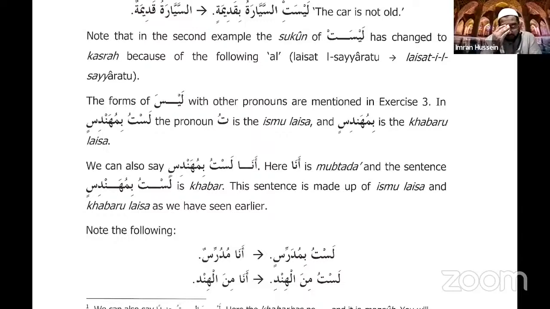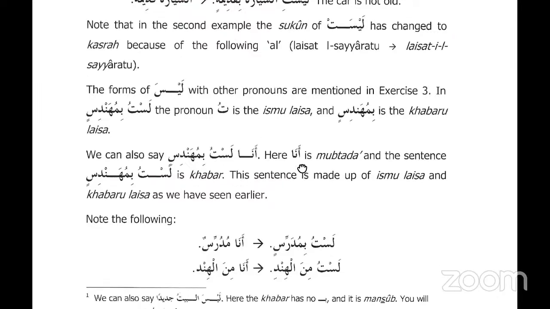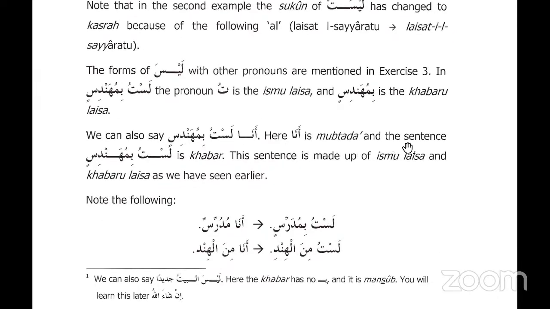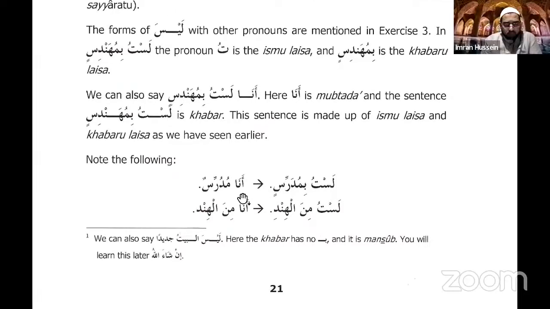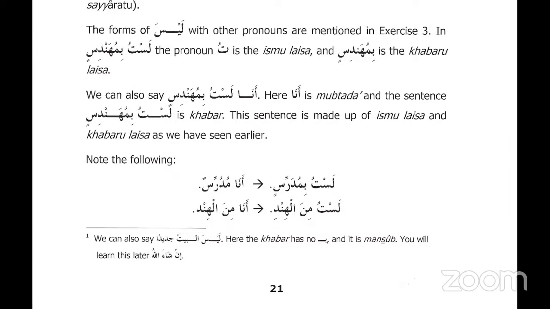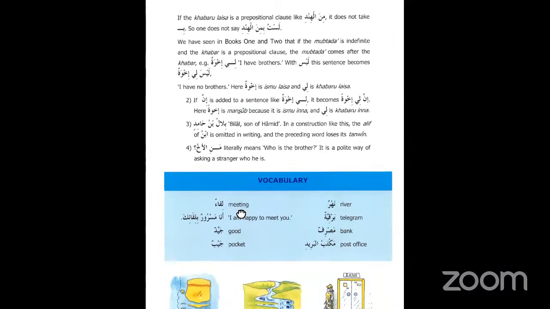We can also say ana lastu bi muhandasin. So here ana is the mubtada and the sentence lastu bi muhandasin is the khabar. This sentence is made up of ismu laysa and khabru laysa as we have seen earlier. Note the following. Ana mudarrisun. Lastu bi mudarrisin. Ana minal hindi. Lastu minal hindi. And at the bottom it says we can also say laysal baytu jadidan.